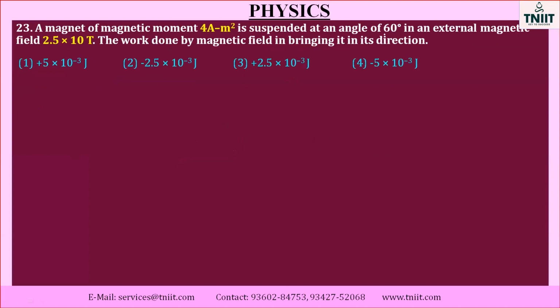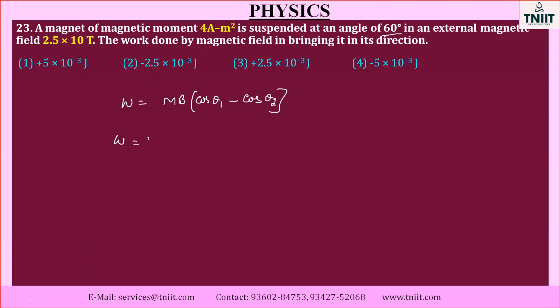Magnetic moment is initially inclined at 60 degrees. What is the work done in this case in bringing the position? What is the work done formula? MB into cos theta 1 minus cos theta 2.